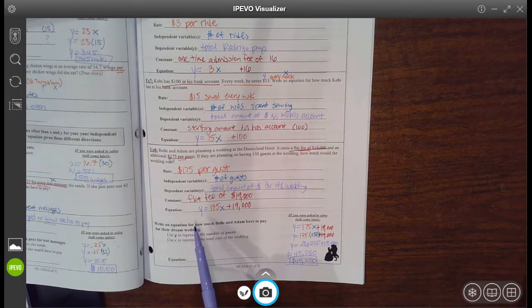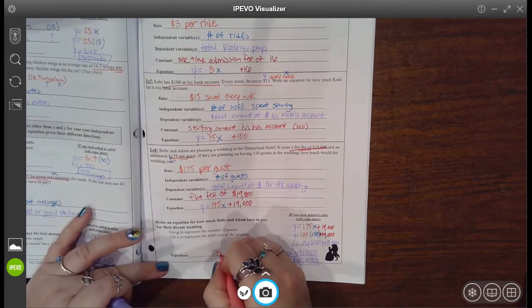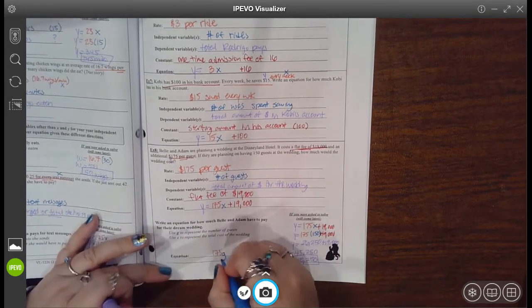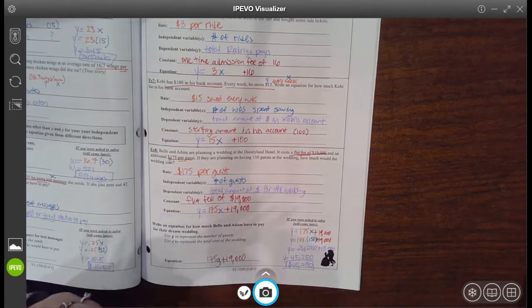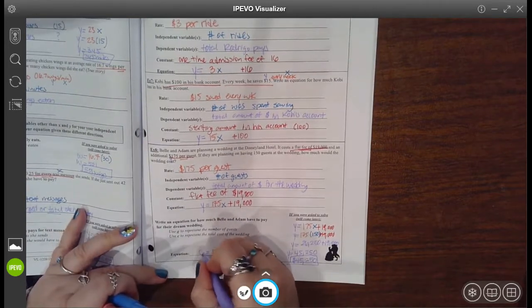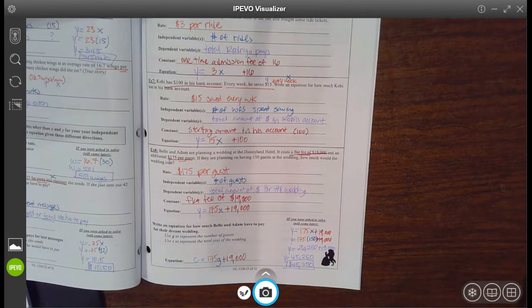Remember that we said you're normally going to almost always use y and x, but sometimes they specify, hey, instead, use G to represent this and C to represent that. Okay, then do what they say. If they specify something specific, use those. So I just need to decide, is the G like the y or is it like the x? Well, G represents the number of guests. Well, it's $175 times the number of guests plus the 19,000 is equal to the total cost of the wedding. And there you go.